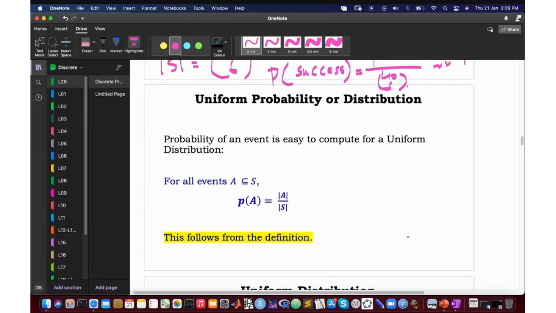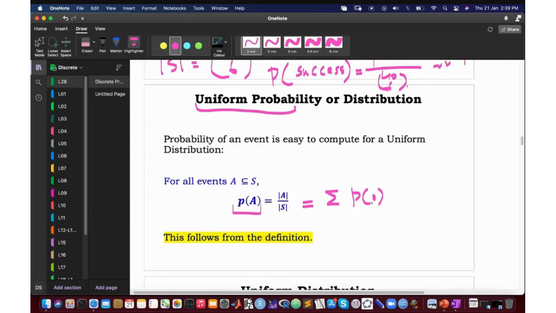याद रखिएगा, we are only talking about uniform probability now. इस case में the probability of an event is the size of that event divided by the size of the sample space. Okay, and why is this true? We know this probability is the sum of probabilities of each outcome, right? This was the definition of probability of an event.